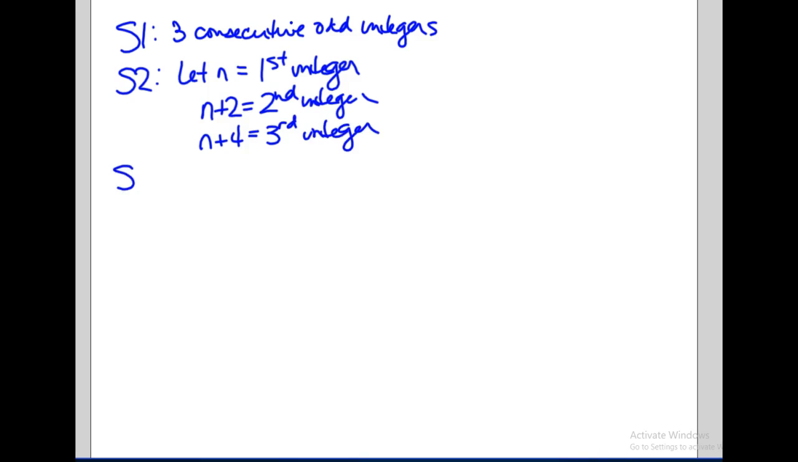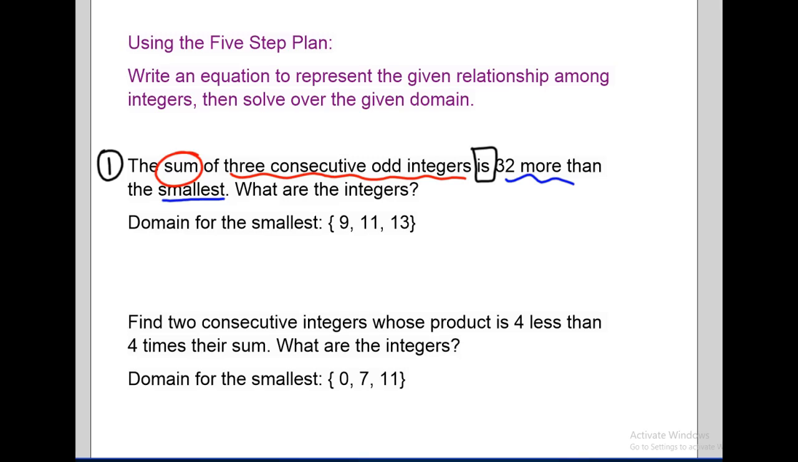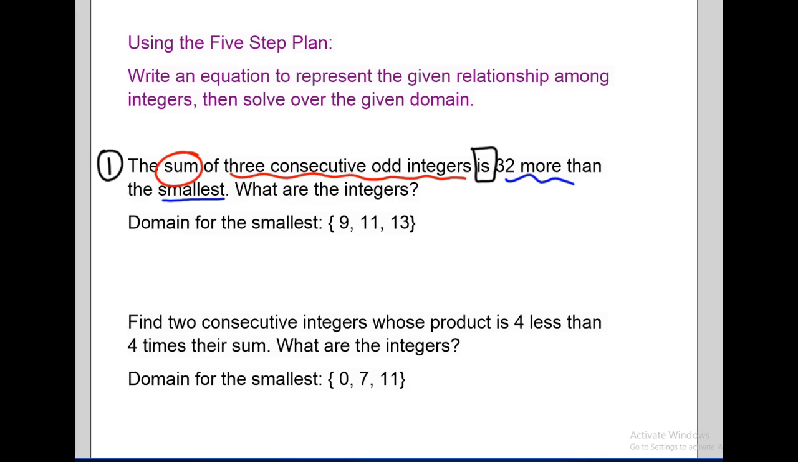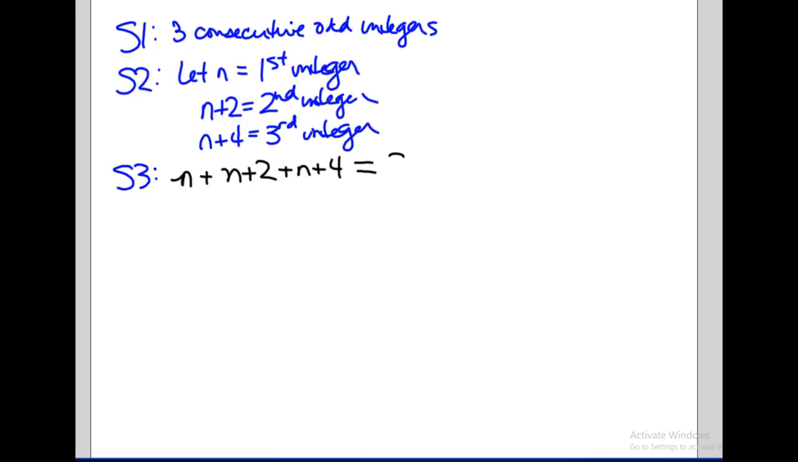Okay, and now we're on step 3, the equation. Now let's go back here and look at it. The sum of 3 consecutive odd integers is. So we're just going to add these guys up. Okay, so the first integer is n, plus the second integer, plus the third integer is, and then what did it say? 32 more than the smallest this time. What let statement goes with the smallest? And that's just n. Okay, everybody see what we did?